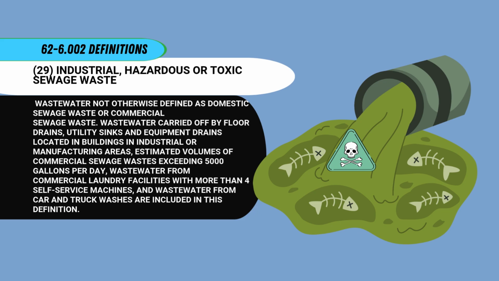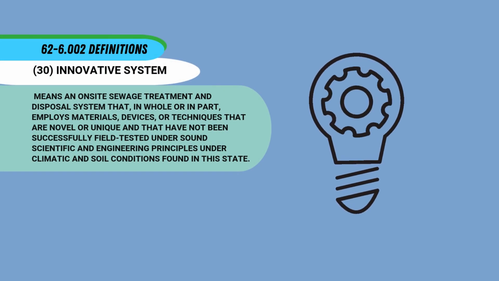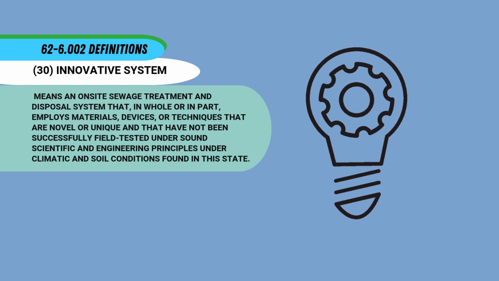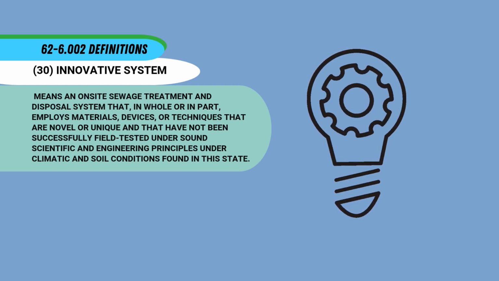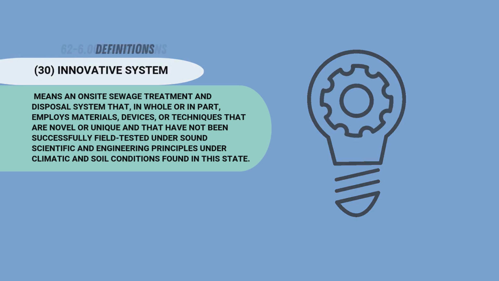Wastewater not otherwise defined as domestic sewage waste or commercial sewage waste. Wastewater carried off by floor drains, utility sinks and equipment drains located in buildings in industrial or manufacturing areas. Estimated volumes of commercial sewage wastes exceeding 5,000 gallons per day. Wastewater from commercial laundry facilities with more than 4 self-service machines, and wastewater from car and truck washes are included in this. Innovative system means an on-site sewage treatment and disposal system that, in whole or in part, employs materials, devices, or techniques that are novel or unique and that have not been successfully field tested under sound scientific and engineering principles under climatic and soil conditions found in this state.